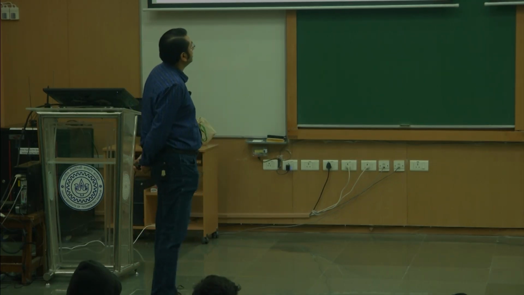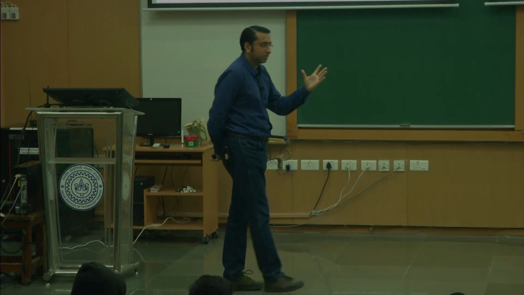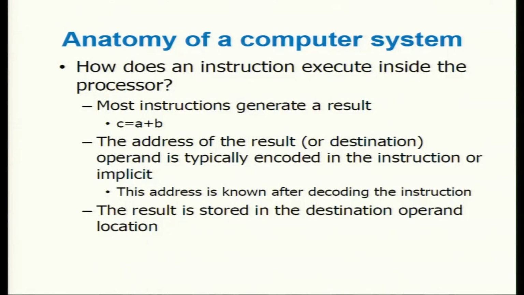That's how the instruction is going to execute, and most instructions will generate a result, like it could be C equal to A plus B, where C is the result. So the address of the result, the destination operand, is typically encoded in the instruction, or could be implicit again. All right, because you have to remember that everything has an address, okay, so that's extremely important. Now this address is also known after decoding the instruction. That result is stored at the destination operand location. Once you have the address, you can send the result and store it.